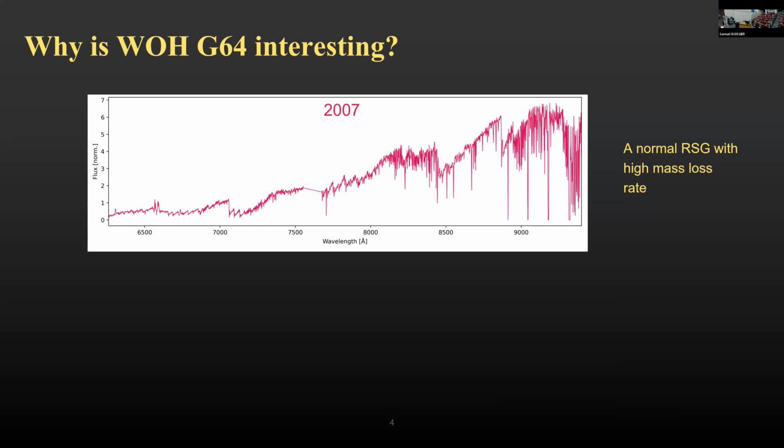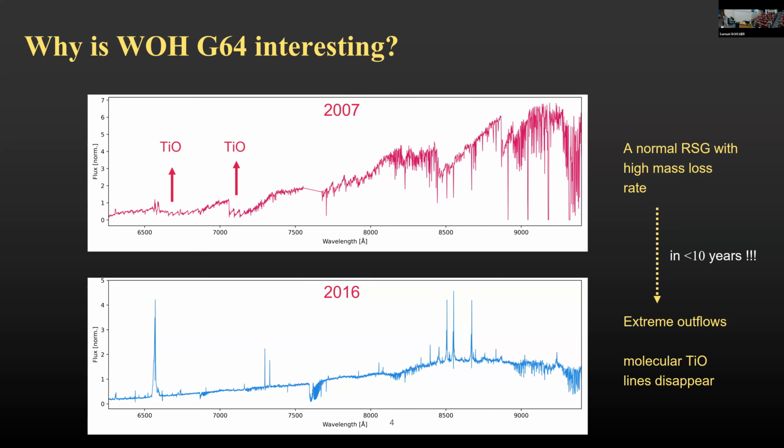So this is the spectrum of WOH G64 in 2007. It looked like a very normal red supergiant. You see the characteristic titanium oxide bands. And in the span of less than 10 years, it had gone from looking like that to looking like this. So a very drastic change. The TiO bands disappeared, and you see a lot of emission lines, including a lot of forbidden emission lines.